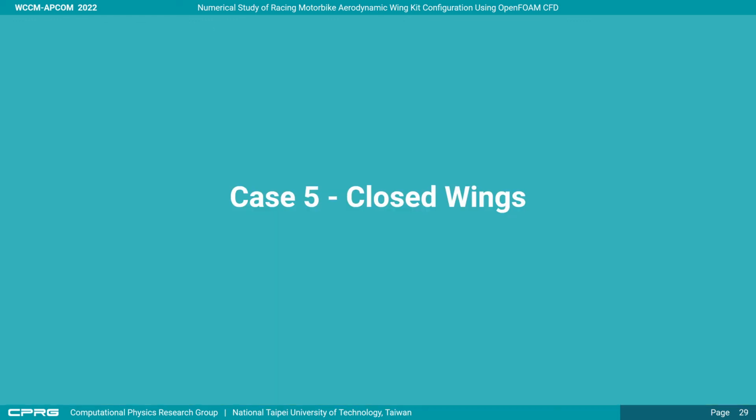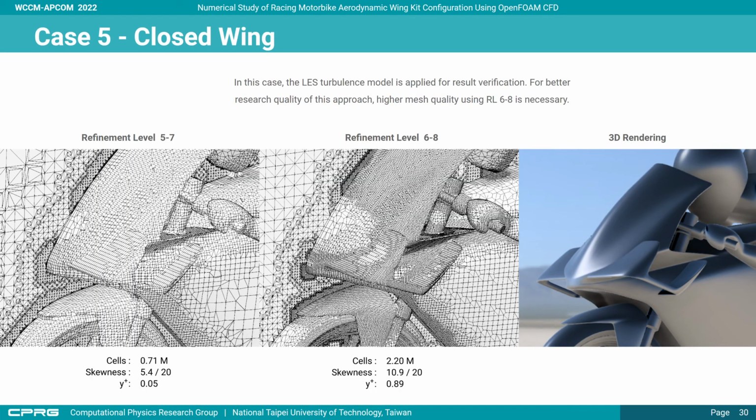In case 5, rebuild the 3D CAD model into a closed wing version using parallel wings of minus 41 degrees. To increase the accuracy of the LES turbulence model, we choose a higher refinement level of mesh. The figure shows the quality of the mesh before and after around the AWK. Notice the skewness must be under 20 and Y plus must be under 1 while using the LES model.